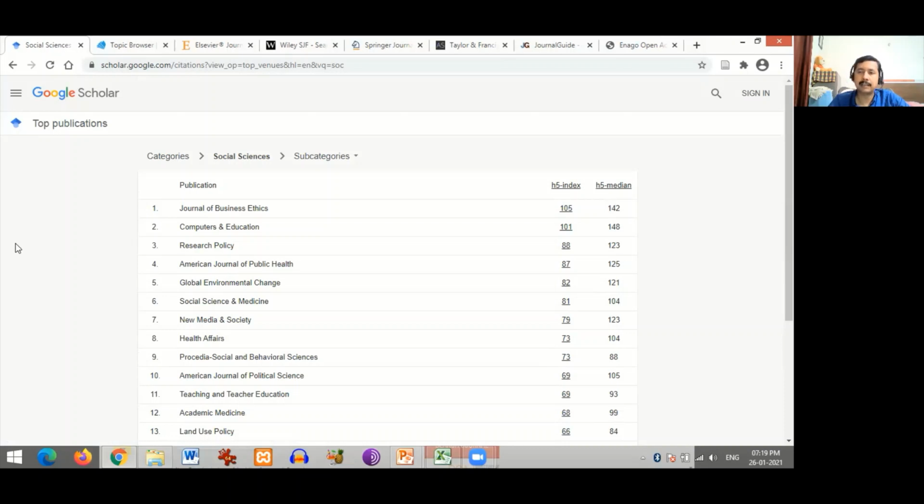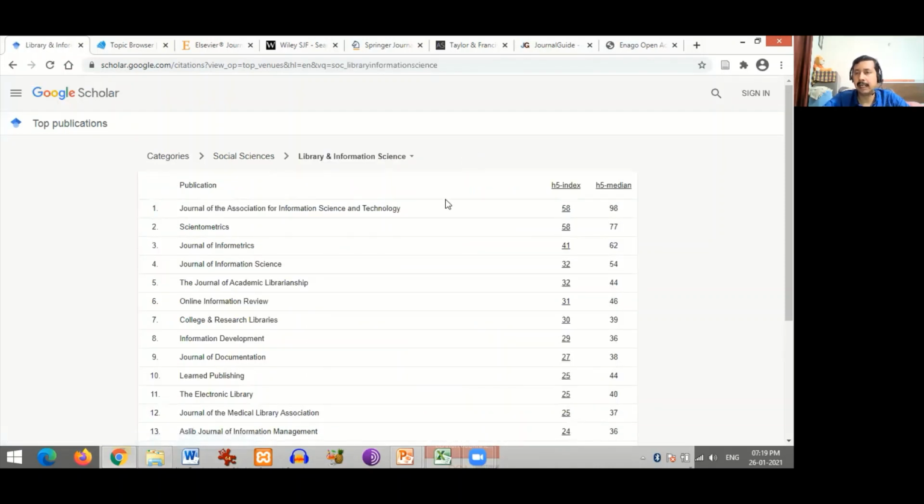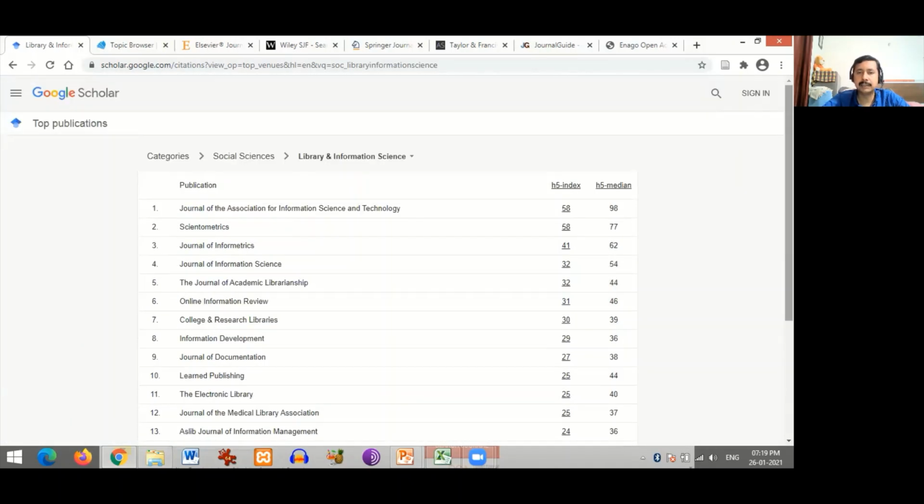But I still want to get specific to the level of my subject. So I click on subcategories and I find out my subject. And I click on my subject. For instance, library and information science is my subject. You can look for your subject. If I click on library and information science, I find top 20 journals in library and information science according to Google Scholar.